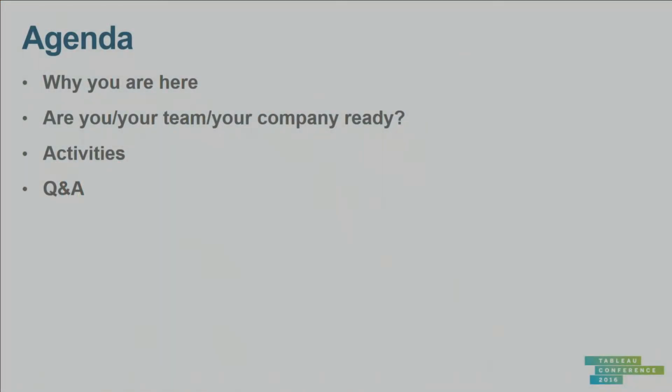All right, so we've got, at this point, a little less than an hour with you. So what are we going to be going over during this time? We'll spend a little bit of time going over why you are here, what you should be expecting to get from this. We'll talk about what the outcomes should be. We'll talk about what it means to be ready and how you can assess if your organization and you and the individuals at your organization are ready.